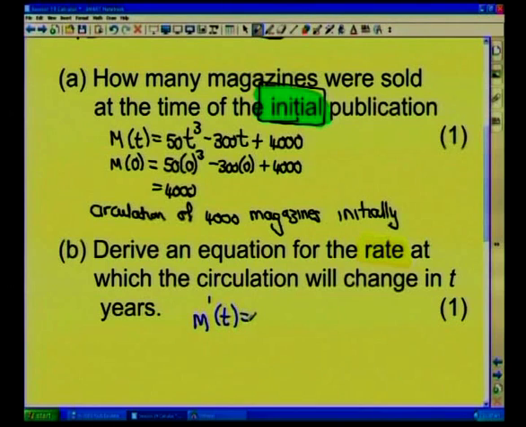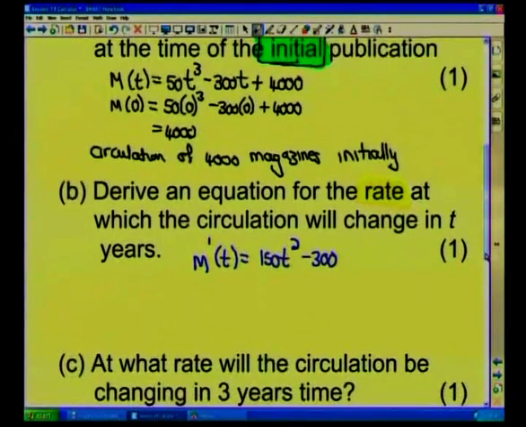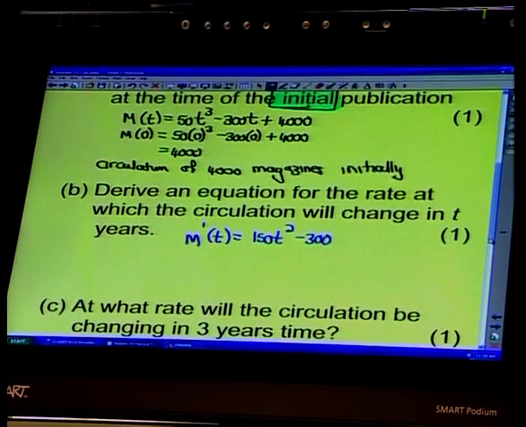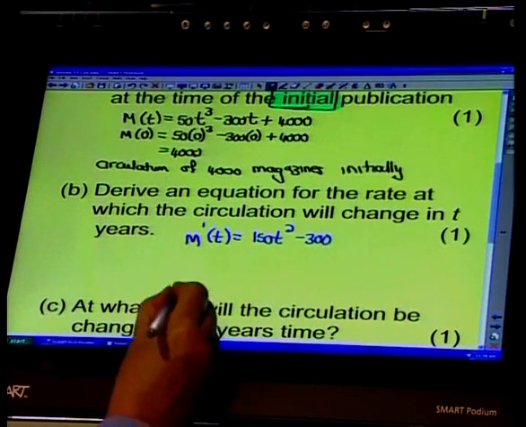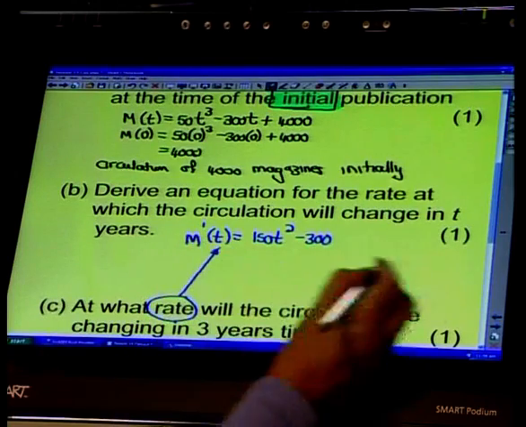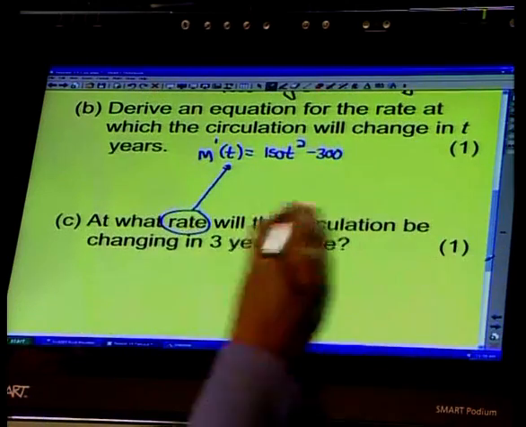Now, if we take the derivative of this, it will be 150T squared minus 300. The T would fall away, and that's a number, so it will fall away completely, and that's the rate of change. Now, this will tell me how my magazine circulation is improving or not improving. Now it says, at what rate will the circulation be changing in 3 years' time? So again, the word rate is used, so we're using this equation. And they want to know it's 3 years' time.